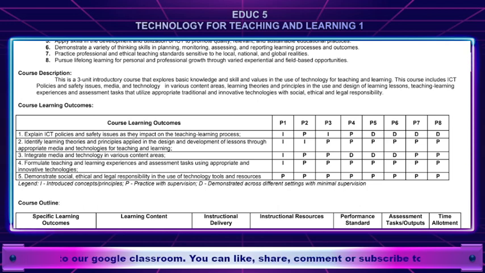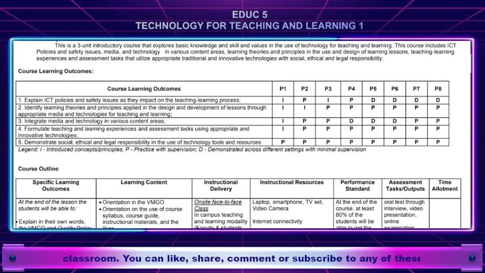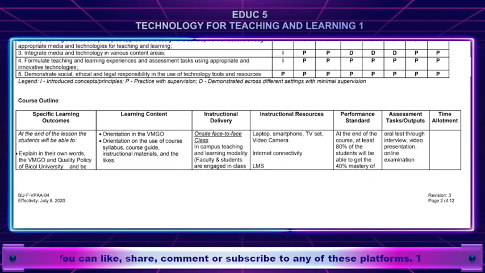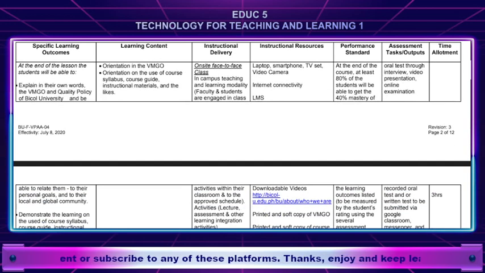So these are the five learning outcomes that the students will learn after he or she finishes this course. So let us now proceed to the learning content or the topics for this syllabus. So first, what we are doing now is an orientation to the BMGO. We know what's BMGO. BMGO stands for the vision, mission, goals, and objectives of our institution, the BQ University. And again, what we're doing now is we are having an orientation in the use of the course syllabus, course guide, instructional materials, and the likes.